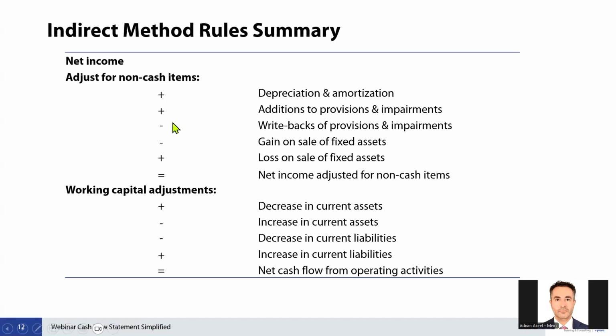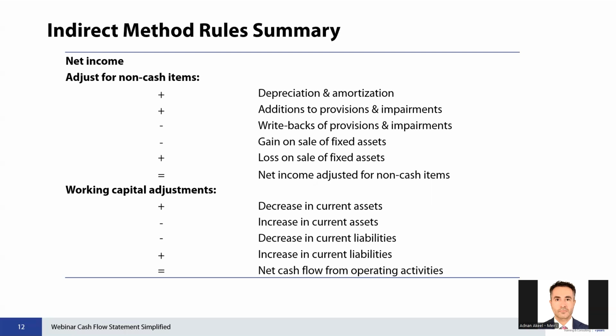Sometimes we do the opposite. We have already assumed certain provisions or impairments in previous periods, and in this period we come to a conclusion that now there is no need, based on the business circumstances. Hence, they will be written back or reversed. That will have the negative impact here. We have to take them out. If we have any gain on sale of long-term assets, that will be removed. If we have a loss, that will be added back. By doing these adjustments, we have reached our net income adjusted for the non-cash items.